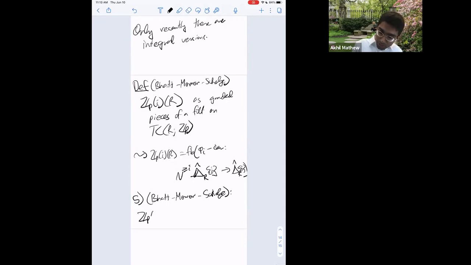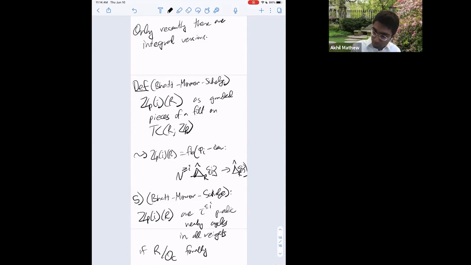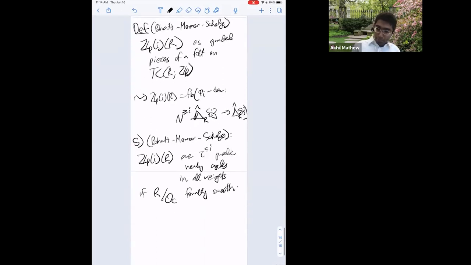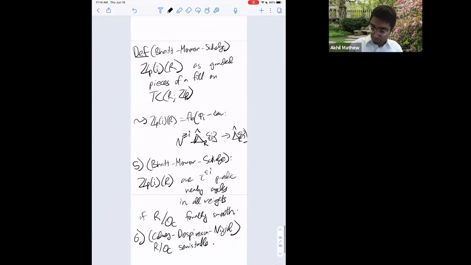They show that the Z_p(i)'s of R are truncated p-adic nearby cycles in all weights, if R is formally smooth over O_C. And this was extended to the semi-stable case, R over O_C, by Colmez, Nizioł, and Gilles. So R over O_C is semi-stable.